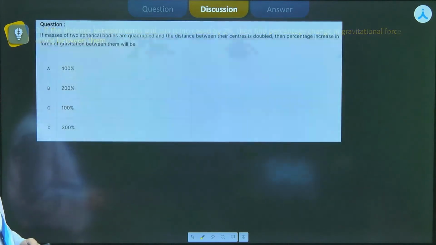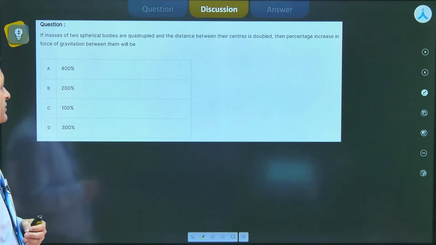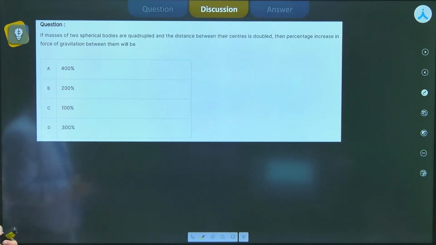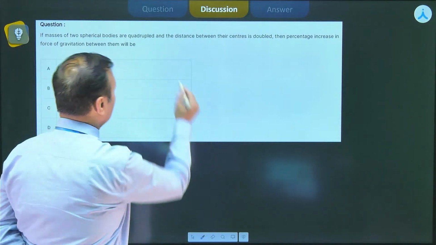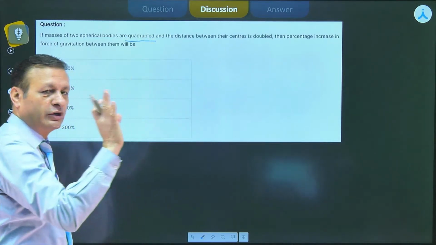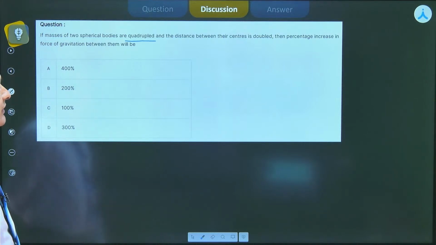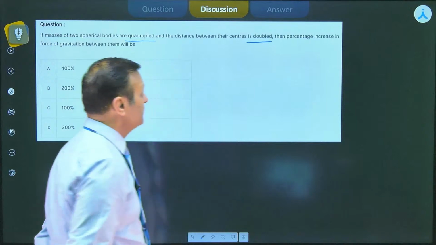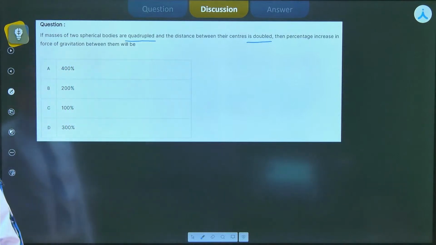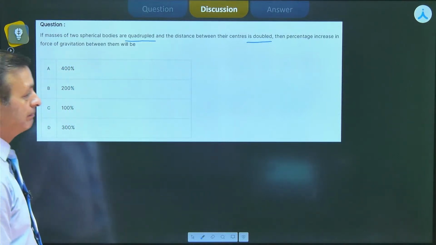Now, coming to this. This is a question for your practice. If masses of two spherical bodies are quadrupled. What do you mean by quadrupled? It's 4 times. And the distance between their centers is doubled, that is 2 times. Then what is the percentage increase in force of gravitation between them?